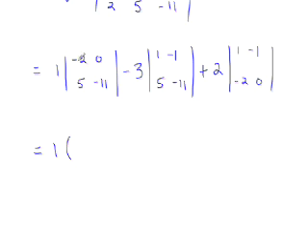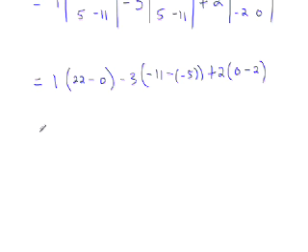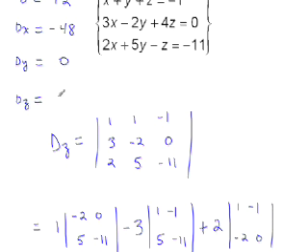First one, we will have 1 times positive 22 minus 0, minus 3 times the next determinant, negative 11 minus negative 5, plus 2 times 0 minus positive 2. We now have 22 minus 0 is 22 times 1, 22. We now have negative 11 minus negative 5. That becomes a plus positive, so this becomes a negative 6 times negative 3, positive 18. 0 minus 2 is negative 2, times positive 2 is a negative 4. So we now have 22 plus 18 minus 4, which gives us a positive 36. So d sub z is 36.